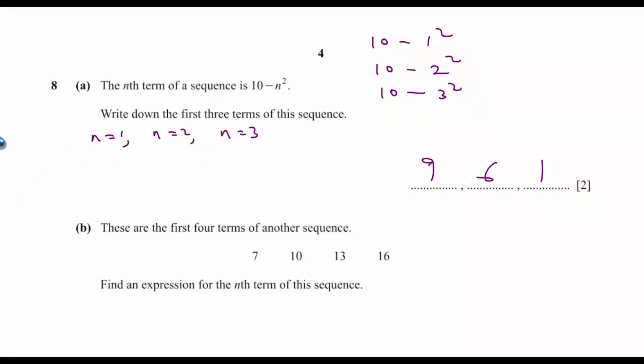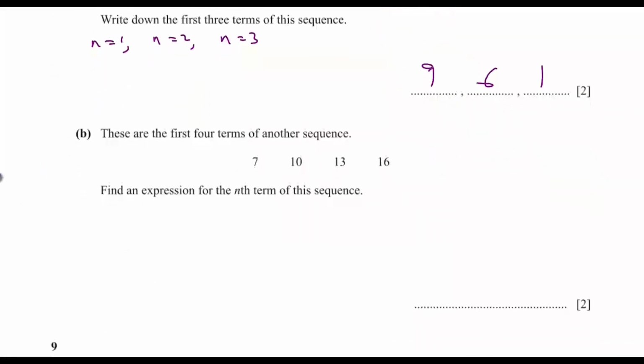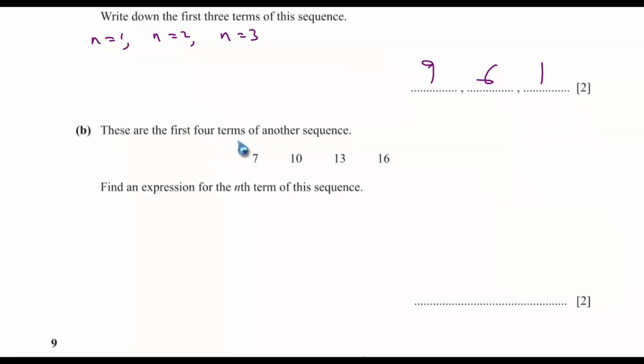Part B. These are the first 4 terms of another sequence: 7, 10, 13, and 16. Find an expression for the nth term of this sequence. Okay, so if you look at this, we have 7, 10, 13, and 16.